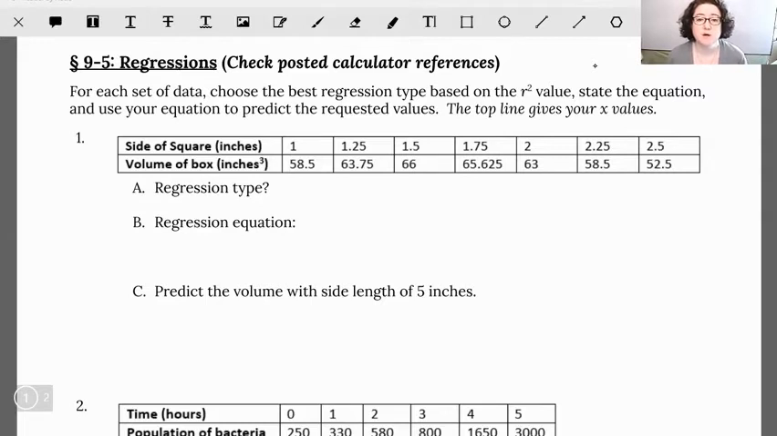Now, we're going to compare two different kinds of regressions. The ones that we do most often are going to be quadratic and exponential. So those are the two that we're going to focus on today. However, if you would like to see how to do additional regressions, you are more than welcome to let me know. I'm happy to show you how to do those on either the Desmos calculator or on the TI calculator.